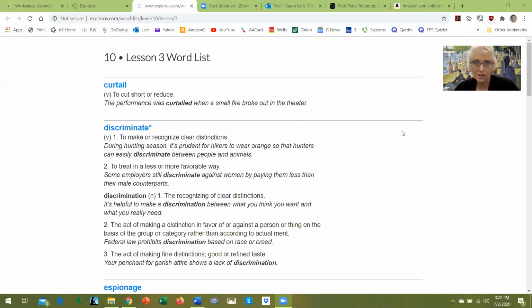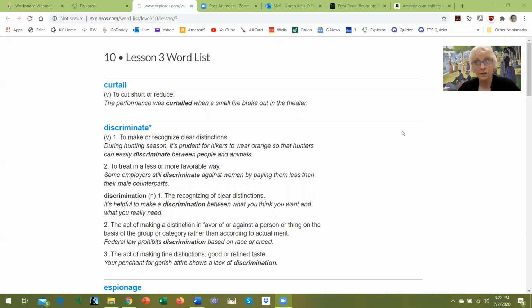Discrimination as a noun, as a thing, the recognizing of clear distinctions. It's helpful to make a discrimination between what you think you want and what you really need. The act of making a distinction in favor of or against a person or thing on the basis of the group or category, oh my gosh, this is a long definition, rather than according to actual merit. Federal law prohibits discrimination, I'm sure you know how to use it in that way, based on race or creed.